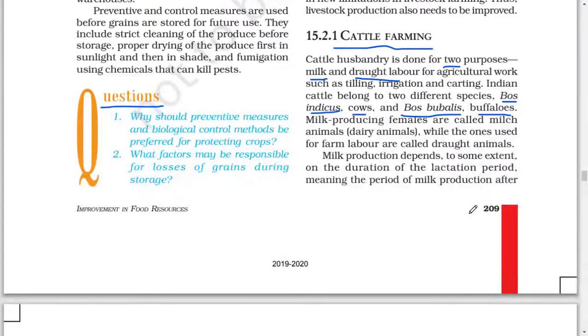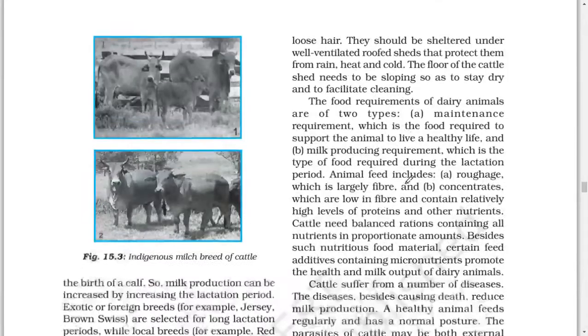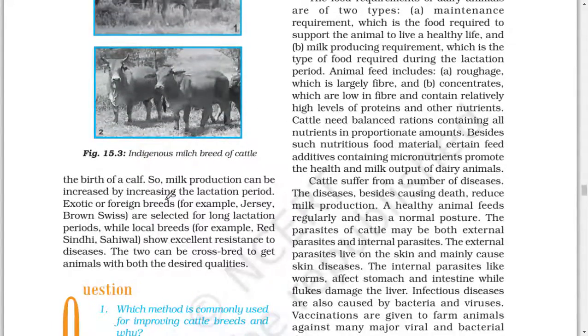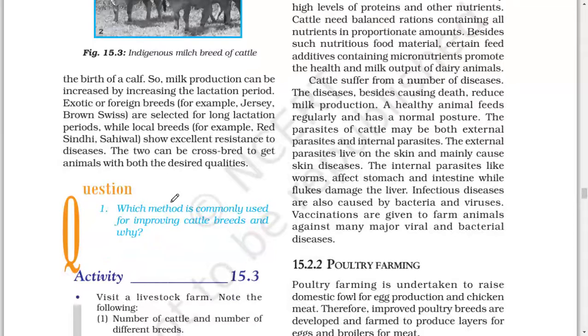Milk production depends to some extent on the duration of the lactation period, meaning the period of milk production after the birth of a calf. So milk production can be increased by increasing the lactation period. Exotic or foreign breeds, for example Jersey and Brown Swiss, are selected for long lactation period, while local breeds, for example Red Sindhi and Sahiwal, show excellent resistance to disease. The two can be crossbred to get animals with both the desired qualities.